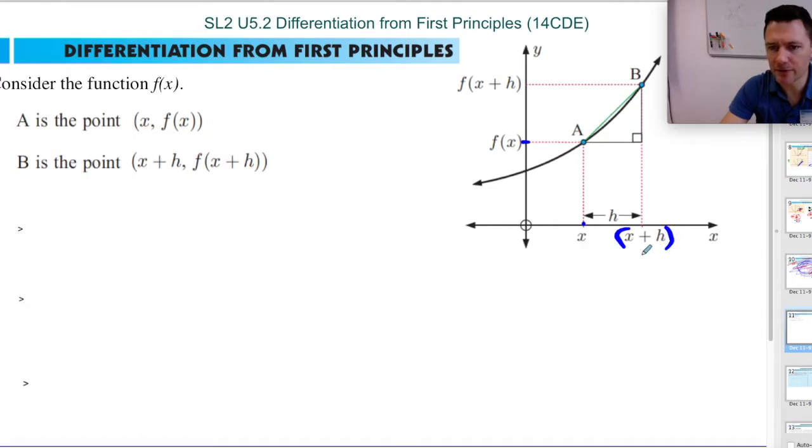If you don't like x plus h, call this b, right? And so then this would be f of b. And b is just x plus whatever distance h we added to it. I'm going to keep calling it x and x plus h, and f of x and f of x plus h. All right, so we've got 2 points, x and f of x, and x plus h and f of x plus h. Cool? If we're looking for the slope, it's just the rise over run, right?